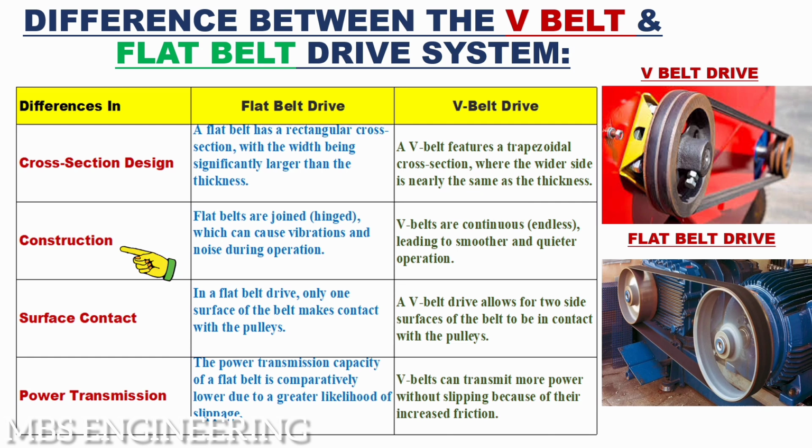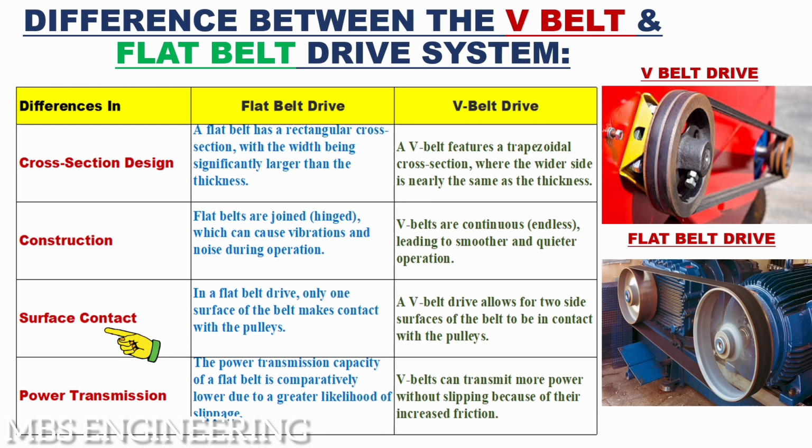The sixth difference is construction. Flat belts are joined, hinged, which can cause vibrations and noise during operation. V-belts are continuous, endless, leading to smoother and quieter operation.